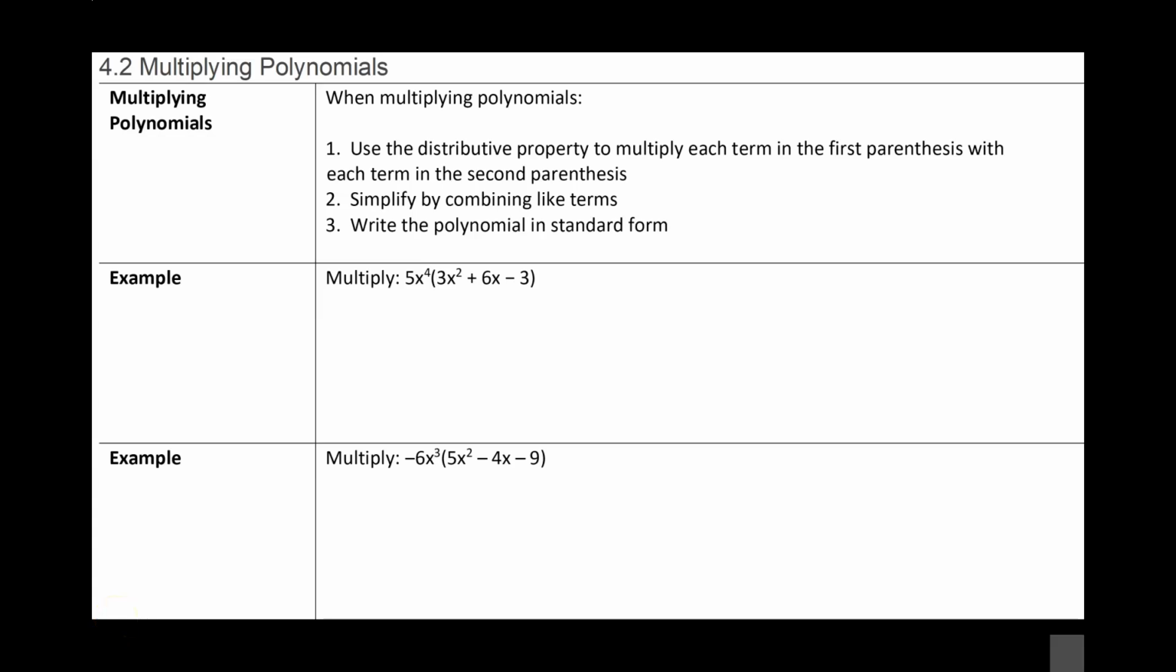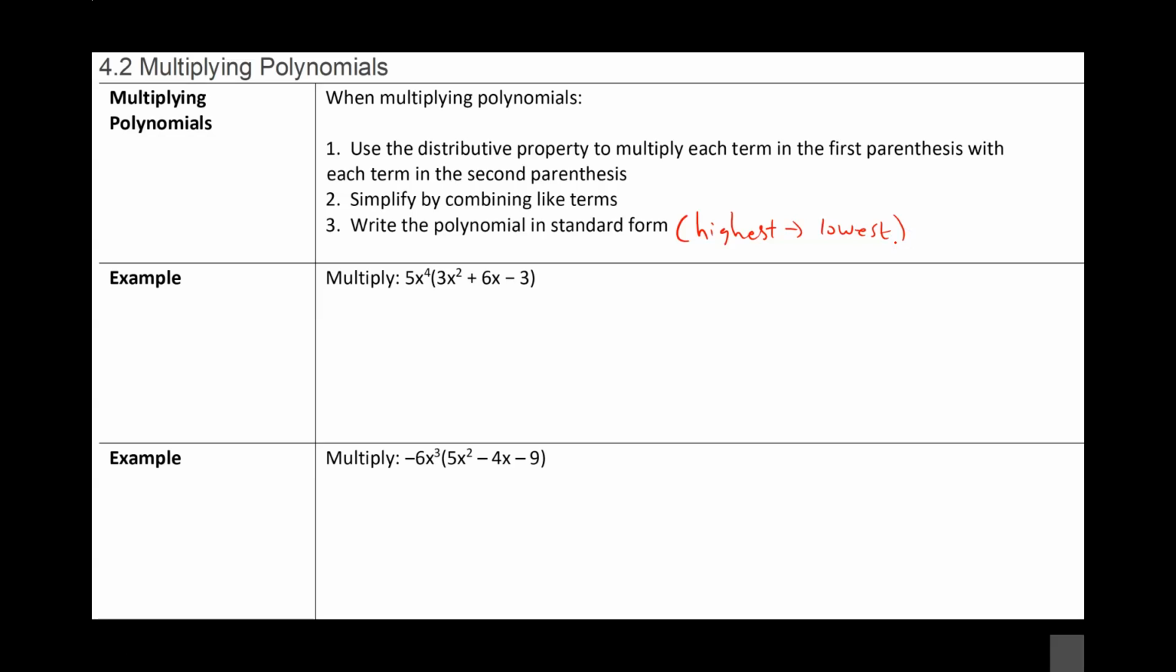In section 4.2, we will talk about multiplying polynomials. When multiplying polynomials, one, use the distributive property to multiply each term in the first parentheses with each term in the second parentheses. Simplify by combining like terms and write the polynomial in standard form, which is from the highest to the lowest degree.